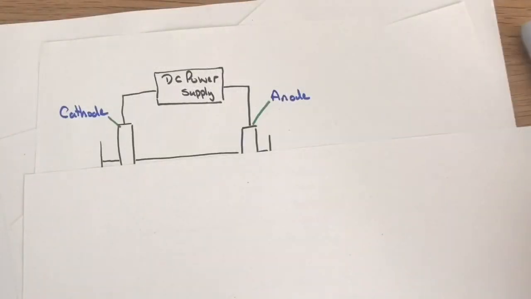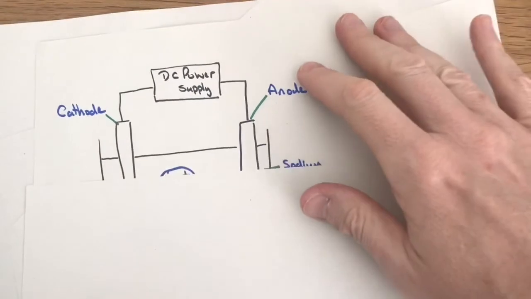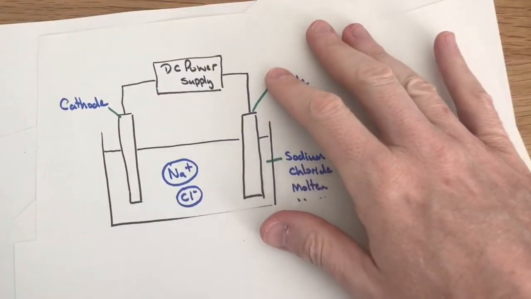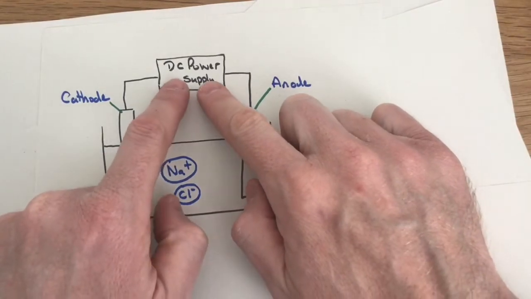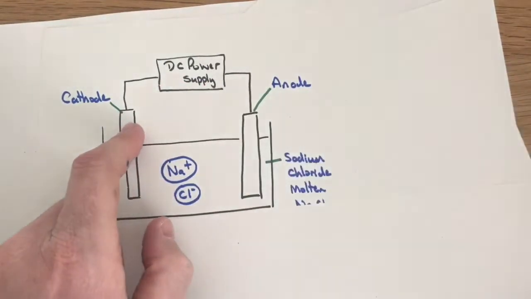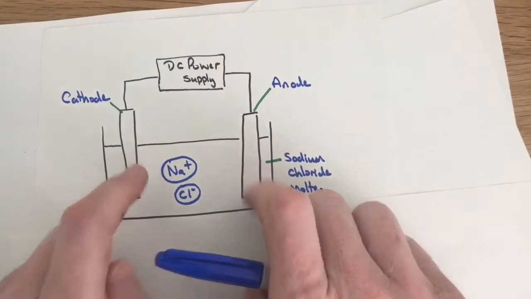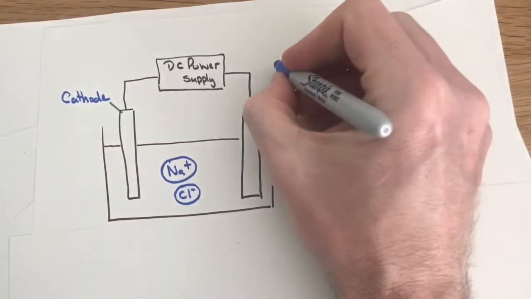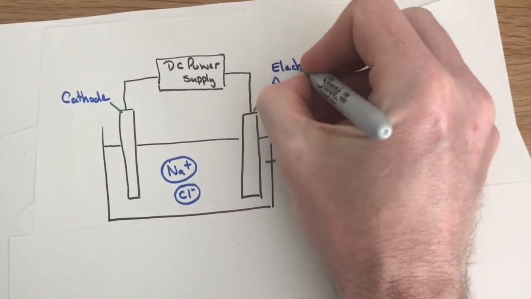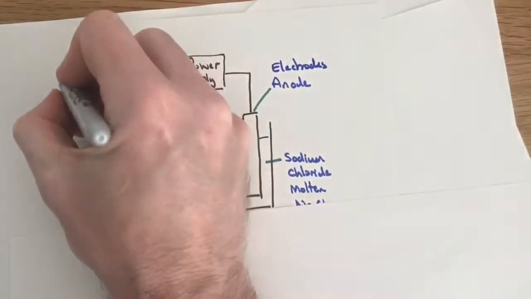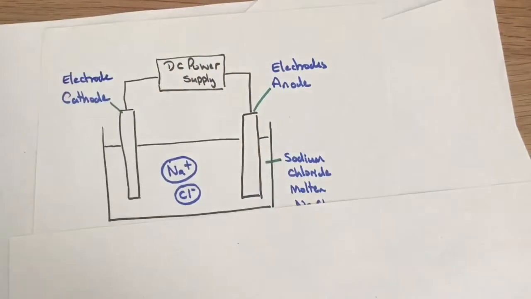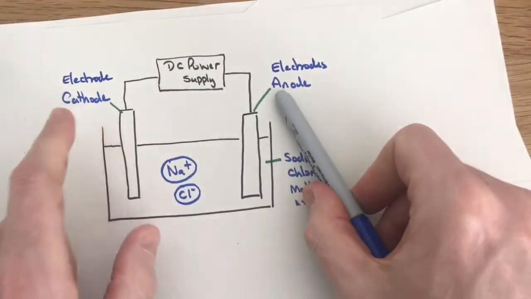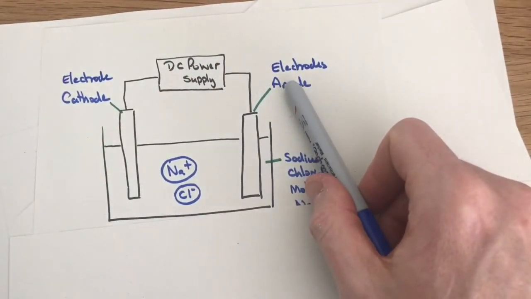Okay, let's have a look at the basics of electrolysis then. So the setup, if you remember, we need to have a power supply that is going to be a direct current power supply, and the power supply is connected to two electrodes. Here is one of my electrodes, and here is my other electrode. We're going to call these the cathode and the anode. I'm going to come back to explain why in just a moment.